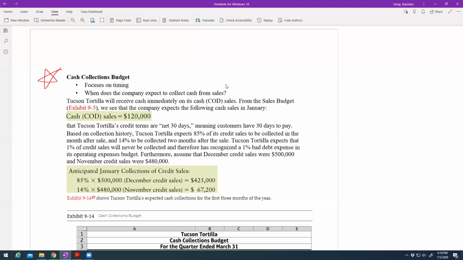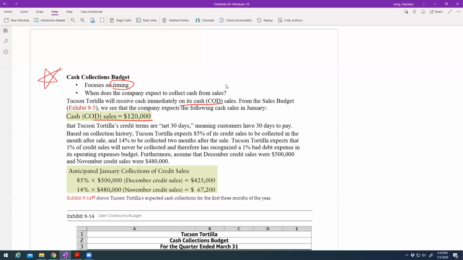So your July sales doesn't mean you will get the money in July. And the money you get in July is not just from your July sales. So that is the timing. The timing is very important. For cash sales, there is no doubt. There is no question. You sell for cash, you collect the cash immediately, right?